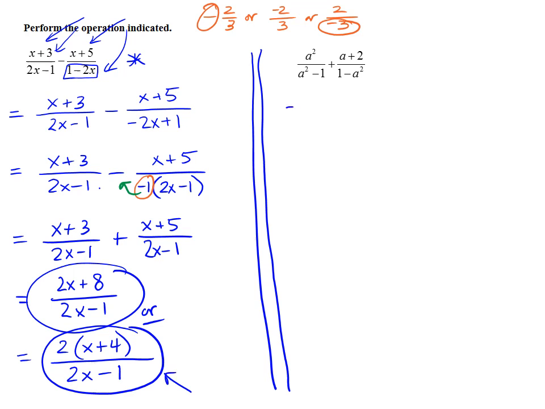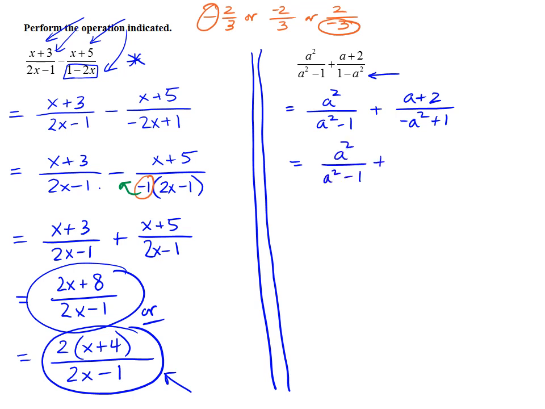In our next example, once again, we have a denominator that's not written in descending order. So let's go ahead and rewrite it in descending order before we do anything else. So I'm rewriting the problem, a squared over a squared minus 1 plus a plus 2 over negative a squared plus 1. And then I'm going to factor that -1.